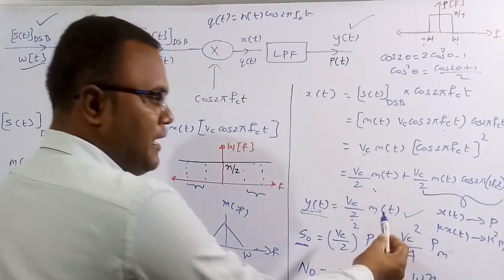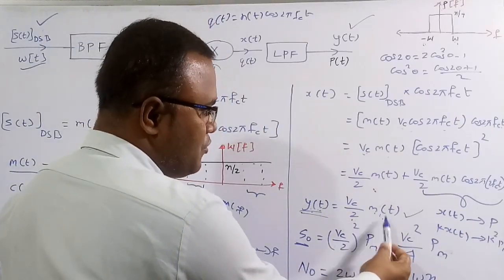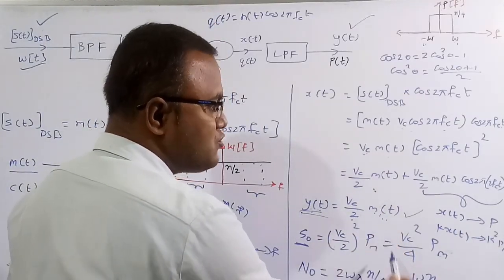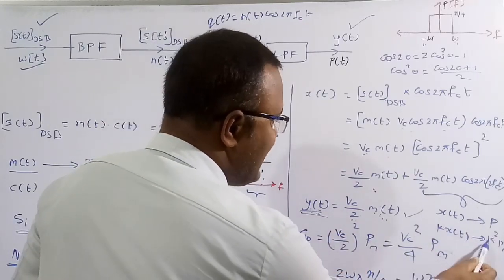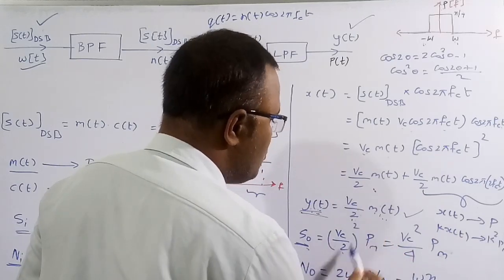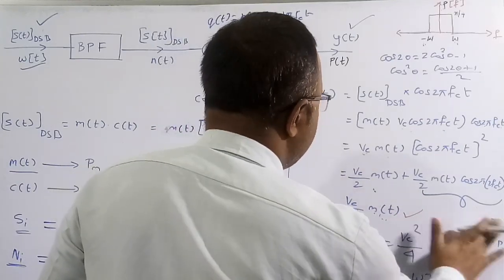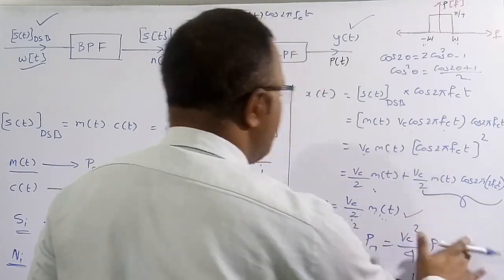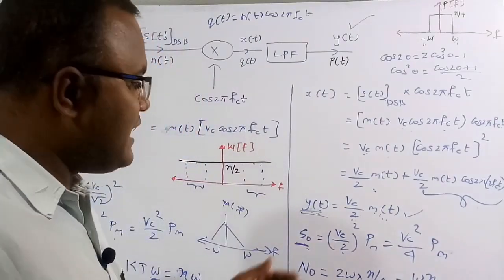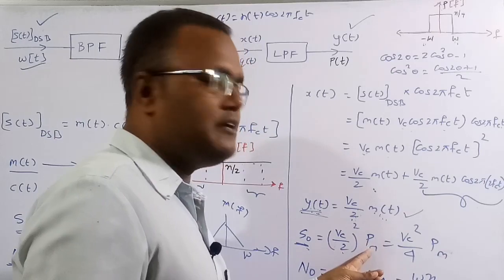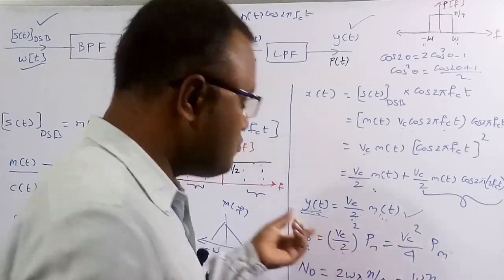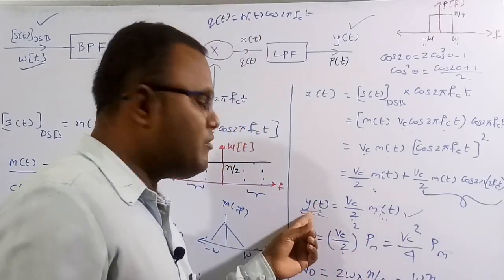So m of t has a power Pm. Therefore, Vc by 2 is the scalar, so you have to square it. So this signal y of t has a power which is the scalar square, that is, Vc by 2 whole square times Pm. Therefore, if you take a scalar multiple of any signal, then that signal will have a power which is the scalar square times the original signal power. So Vc by 2 whole square times Pm, which is Vc square by 4 Pm. This much power is present in y of t.